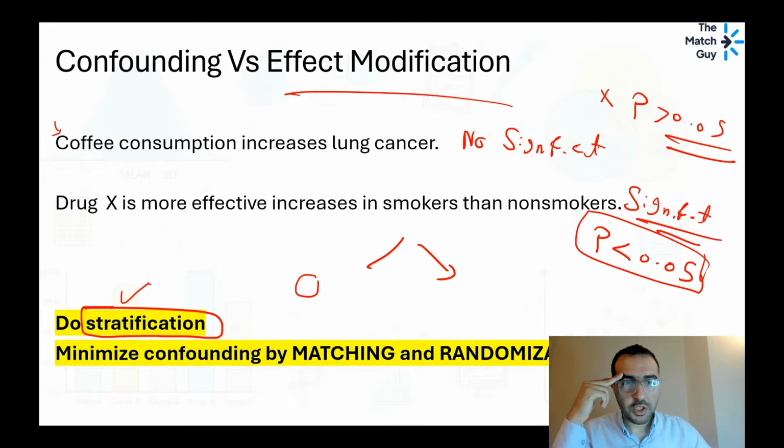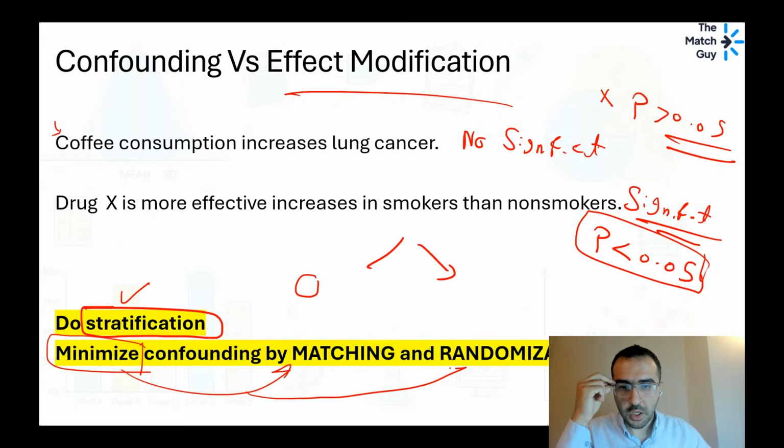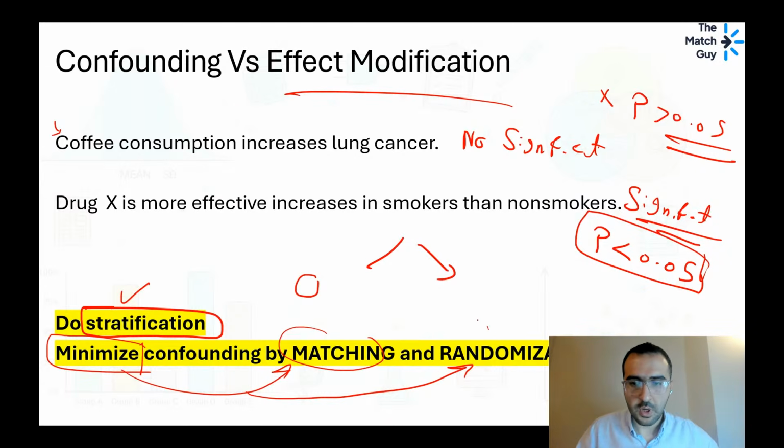So you do stratification, and if it asks you how to minimize confounding bias, the answer is matching or randomization. It depends on the kind of study. So don't get confused. You try to explore confounding by stratification, but you try to eliminate it by matching or randomization.